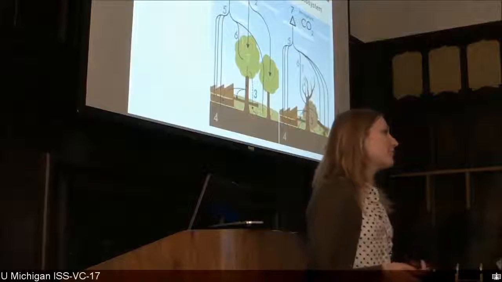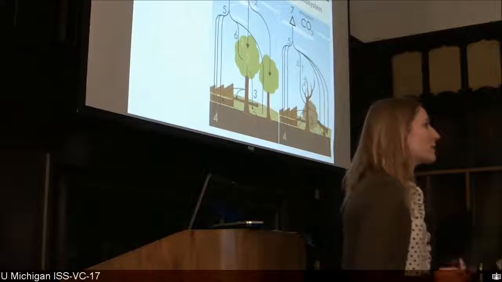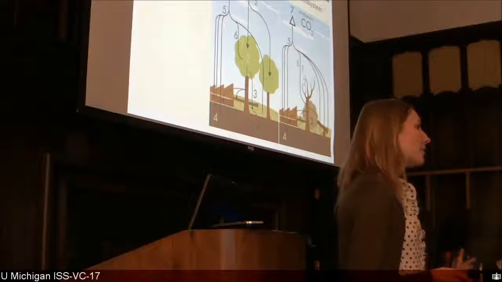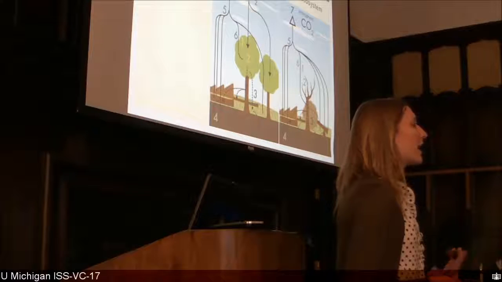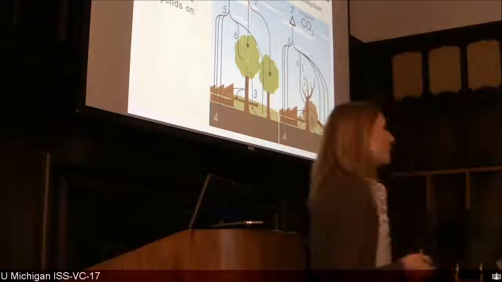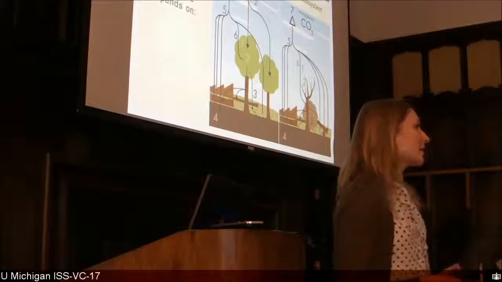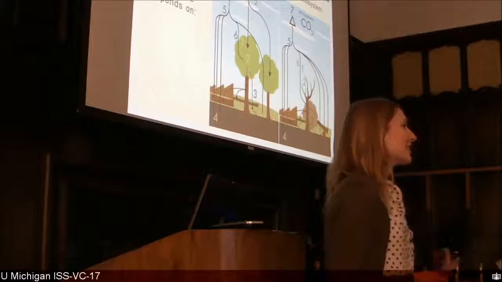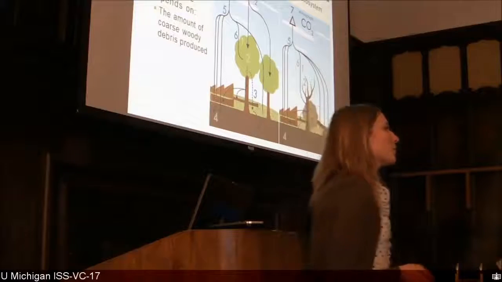And so any type of forest disturbance that results in tree mortality alters the carbon balance of the forest. So it alters the relationship between how much carbon is taken in by the forest through photosynthesis and how much is released back to the atmosphere through respiration. And so whether a forest shifts from a carbon sink, where it takes in more carbon from the atmosphere than it releases, to a carbon source, where it releases more CO2 to the atmosphere than it takes in, is largely dependent on the amount of coarse woody debris produced.